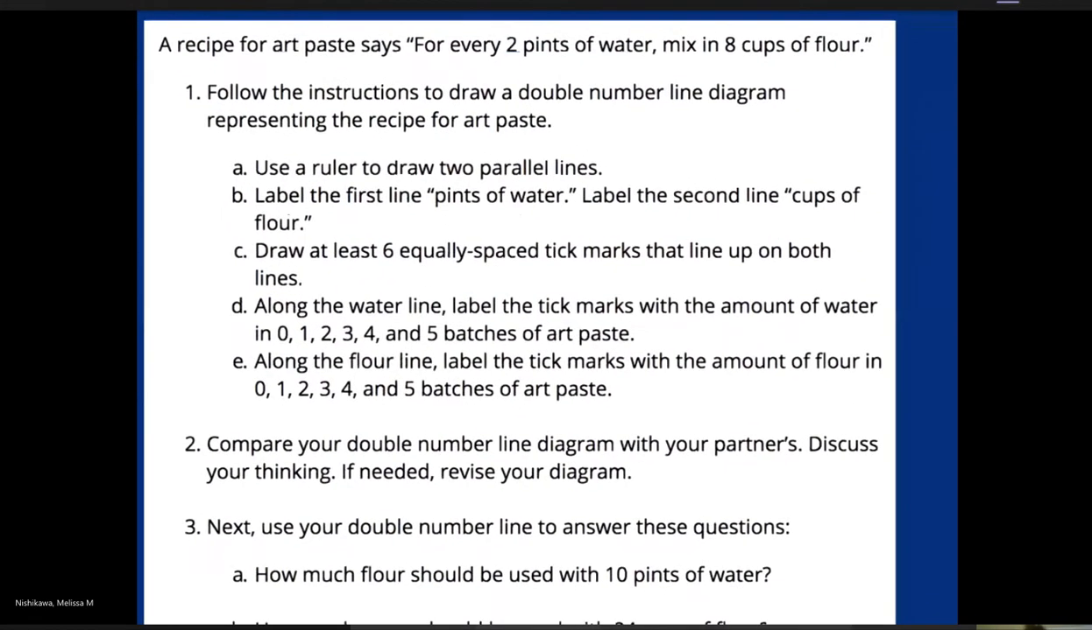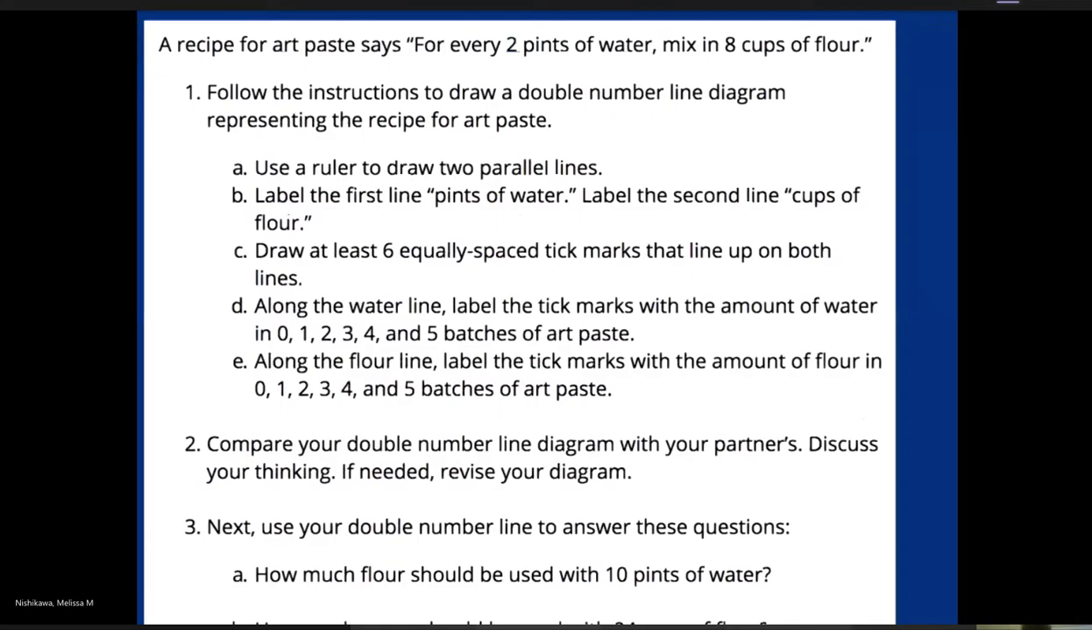we have a recipe to make art paste. Here's our ratio. For every 2 pints of water, you need to mix in 8 cups of flour. So we have 2 pints of water with 8 cups of flour. So following the instructions, draw a double number line diagram that represents the recipe for art paste.